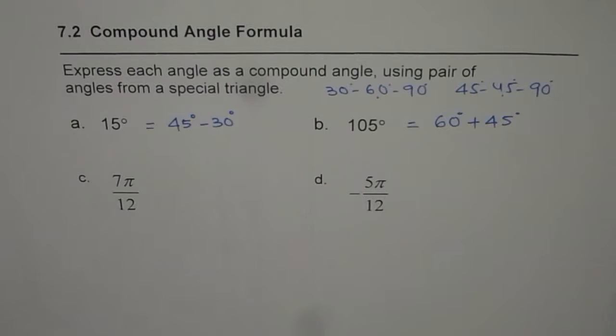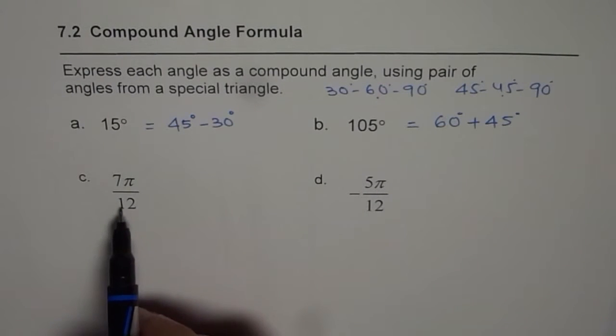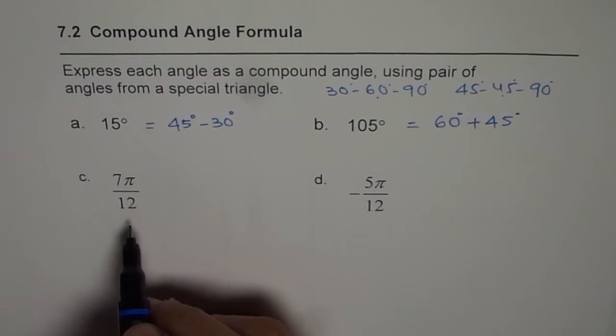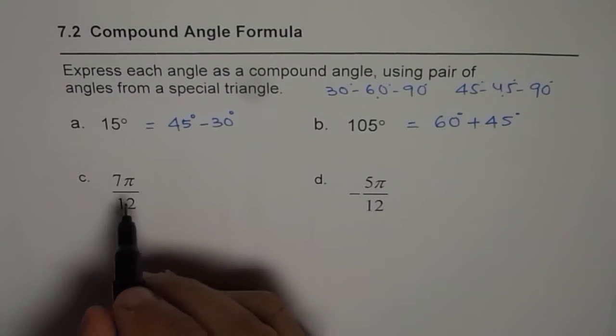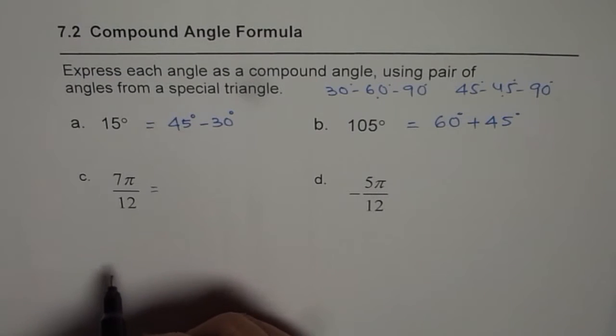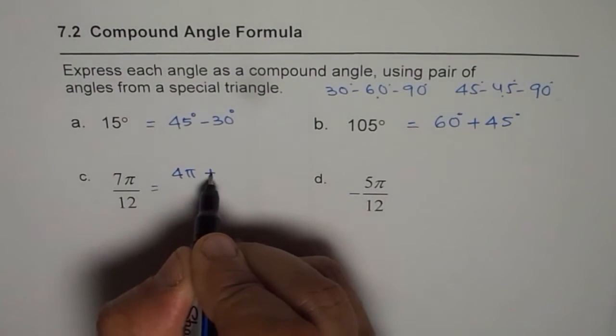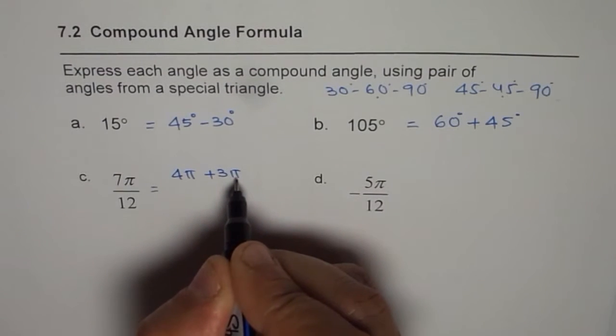Now let's get back to radians. Now in radians, if I say 7 pi by 12, I know most of the students struggle with these fractions. Now how to do these kinds of questions? 7 pi by 12. Now what to do? Well, 7 could be written as a combination of 4 and 3. So we can call this as 4 pi plus 3 pi, right?